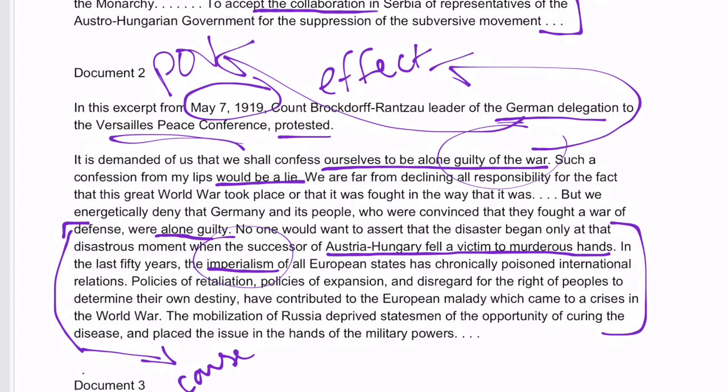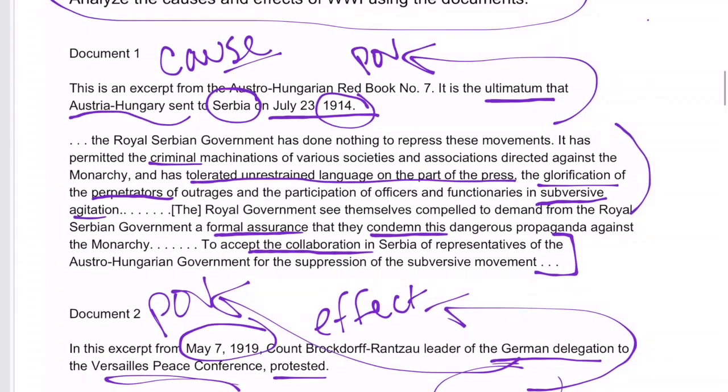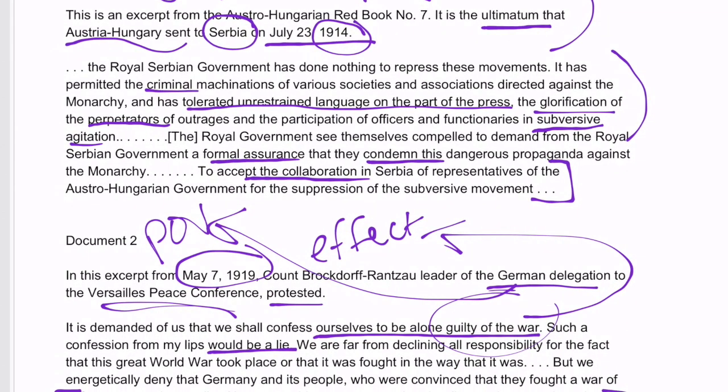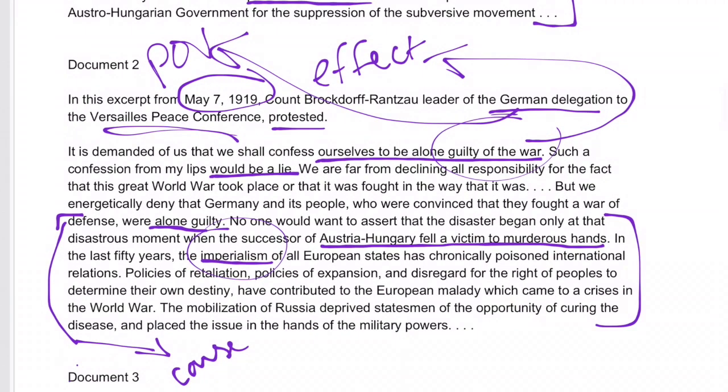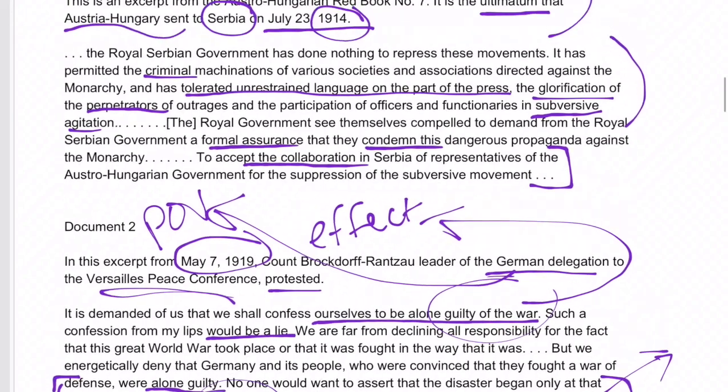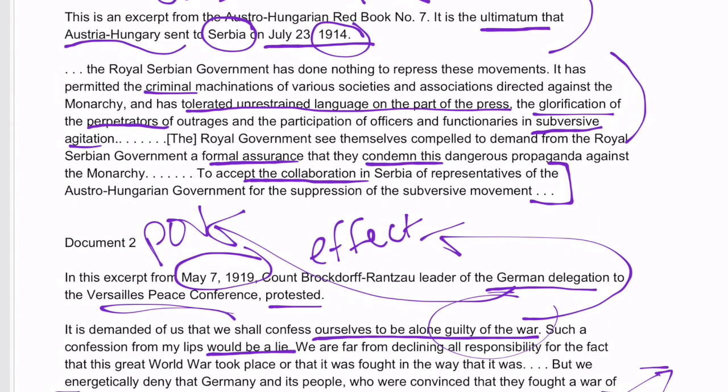Our second document also talks about an effect of Germany being found guilty, but it talks about the cause of imperialism being a cause and Austria-Hungary falling victim to murderous hands. So basically Archduke Franz Ferdinand. So you could probably put 1 and 2 together and talk about the relationship between Serbia and Austria-Hungary as being one of the causes. And you can use this part from that document as well as the information up here.